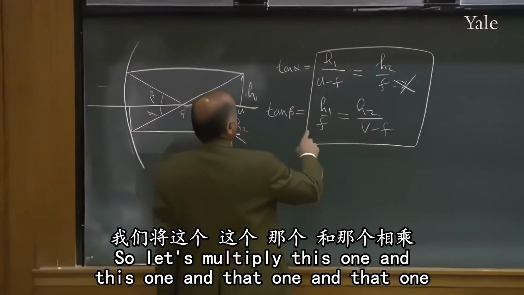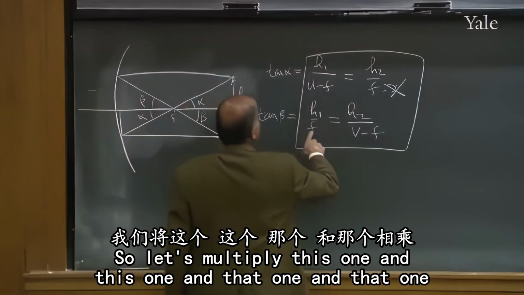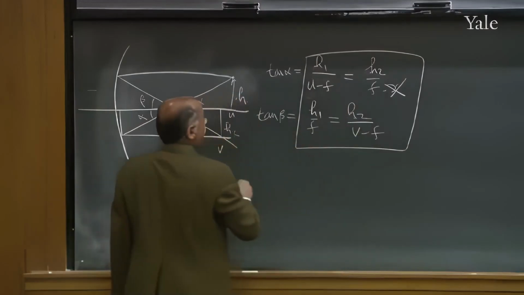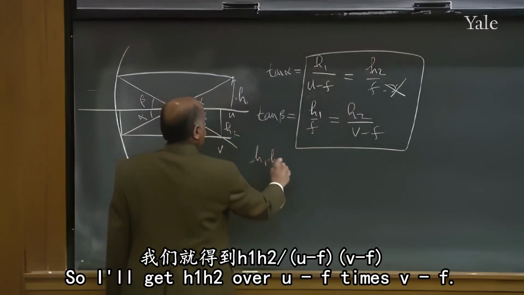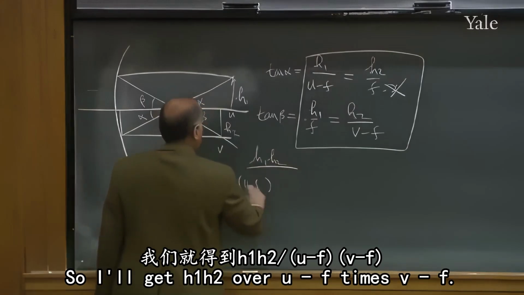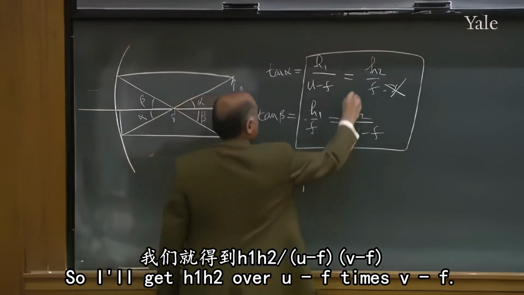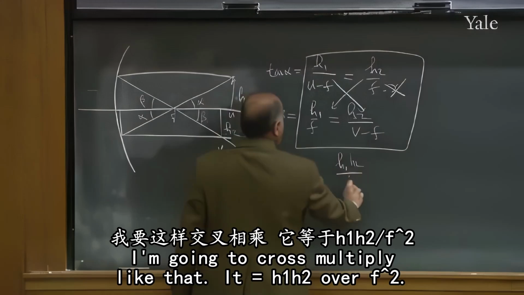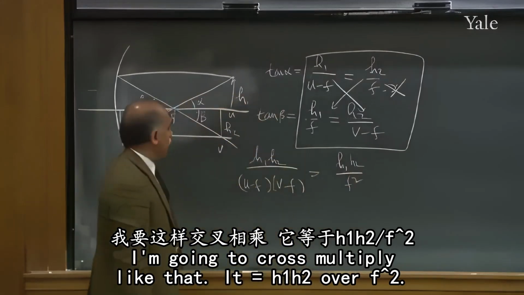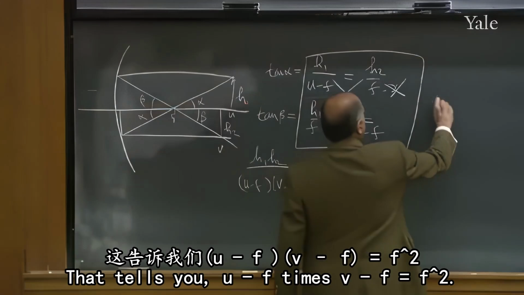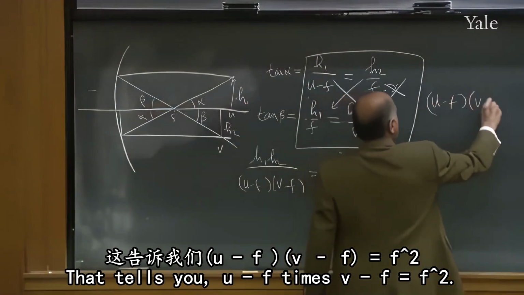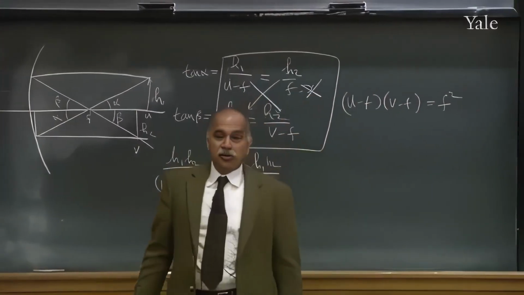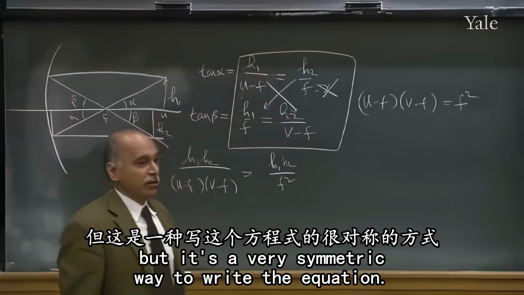So let's multiply this one and this one and that one and that one. So I'll get h1, h2 over u minus f times v minus f. I'm going to cross multiply like that, is equal to h1, h2 over f squared. That tells you u minus f times v minus f equals f squared. You may not have seen it this way, but it's a very symmetric way to write the equation.